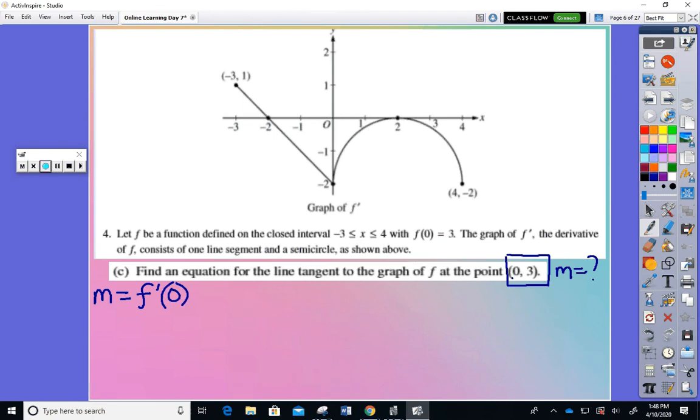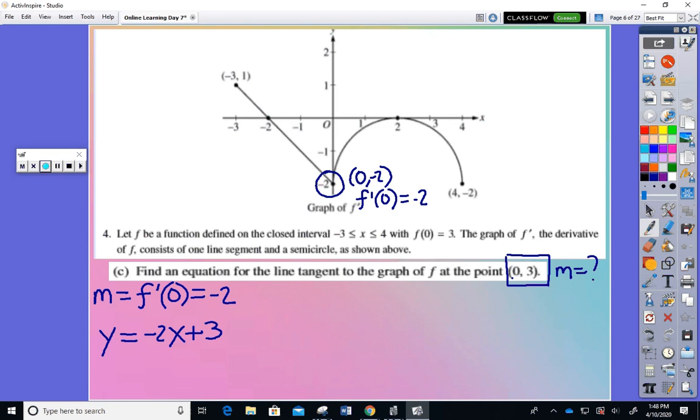So the derivative of f at 0 is f prime of 0. And guys, look at the graph. Remember, I've got the graph of f prime. So this (0, -2) tells me that f prime of 0 equals negative 2. Now you have a slope. So if you've got a point and a slope, you can simply say, oh well, my point's a y-intercept, so I'm going to go straight to y equals mx plus b form.